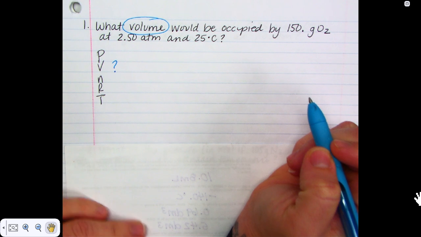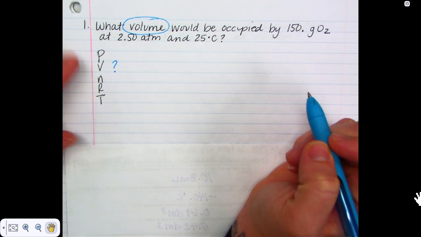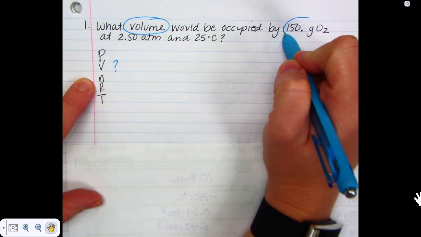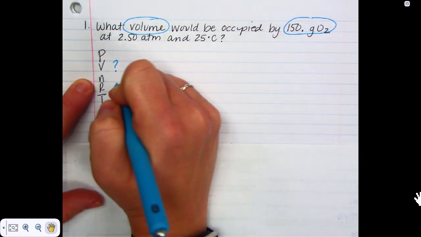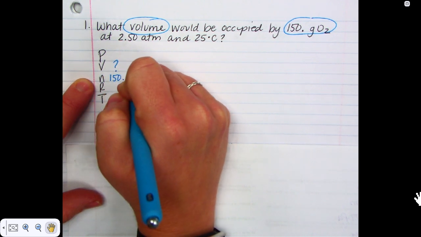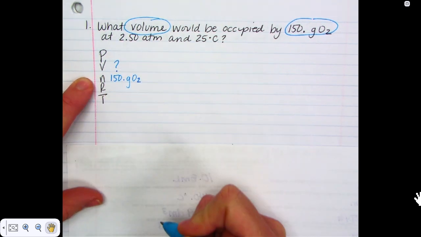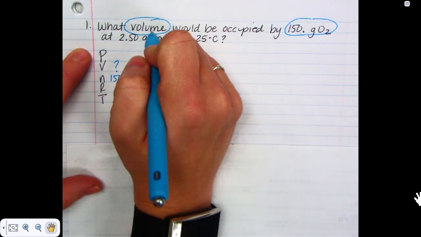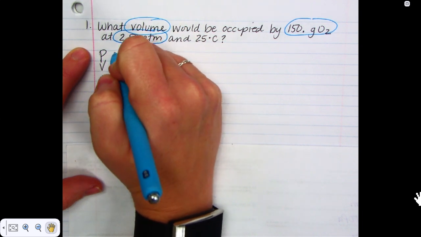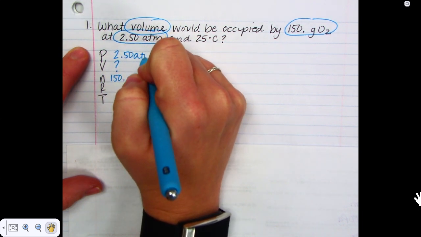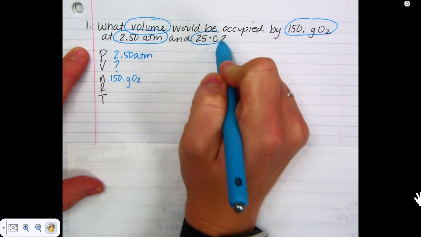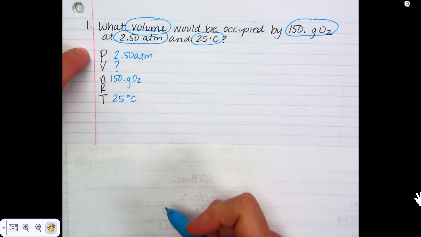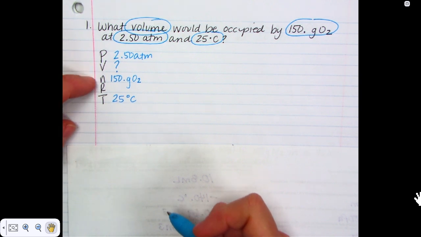Would be occupied by 150 grams. Well, there's nowhere here that I need grams, but I know I need moles, and I know I can use grams to get to moles. So I'm going to fill in my grams in my mole spot as a placeholder, and then I'm going to do that conversion. At 2.50 atmospheres, that's my pressure, and 25 degrees Celsius, that is my temperature. All right, so pressure, volume is what I'm looking for. This will get me moles.